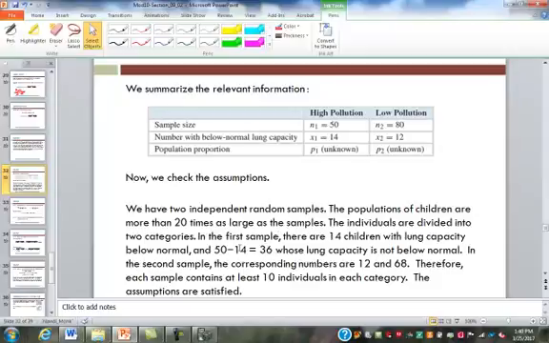There are 2 distinct categories. Either they have below normal lung capacity, or they have normal or better capacity, I should say. And yes, there are at least 10 that have low capacity, and at least 10 that do not have low capacity in each sample. So let's take a look. The assumptions are relevant.